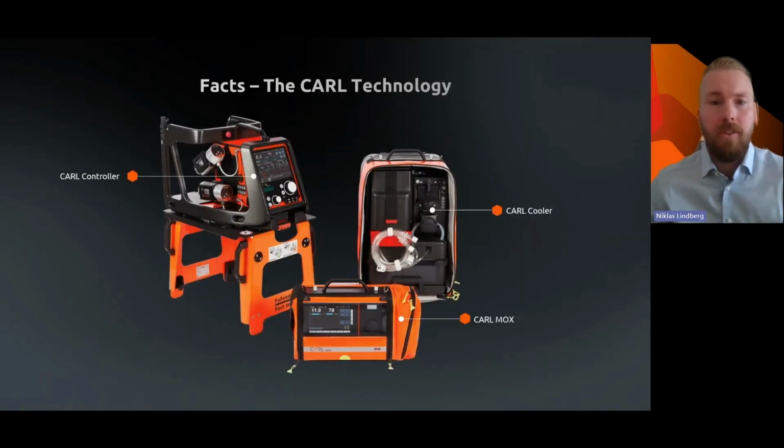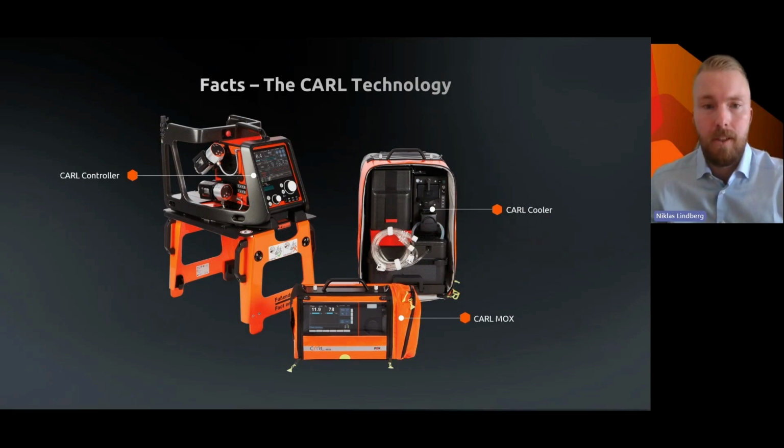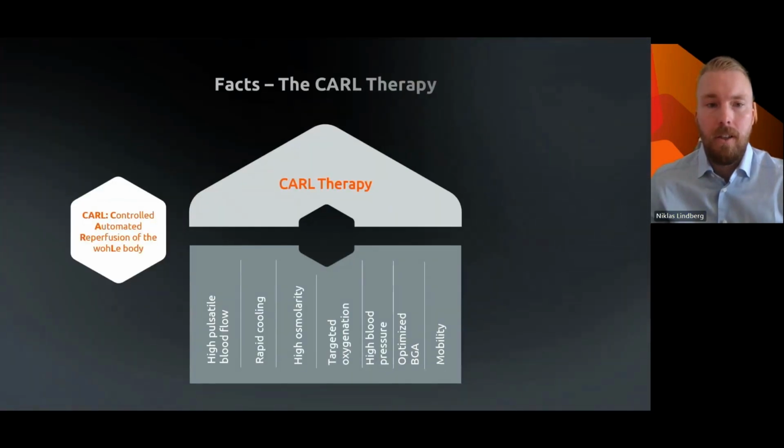In the picture here, you see our three pillars in the therapy itself. So it's the CARL controller, the CARL MOX, and the CARL cooler. On the picture, the CARL controller is standing on a transportation rack, which is used for transports. CARL is actually, as you were informed by Stefan earlier, a therapy which we then enhance to a product.